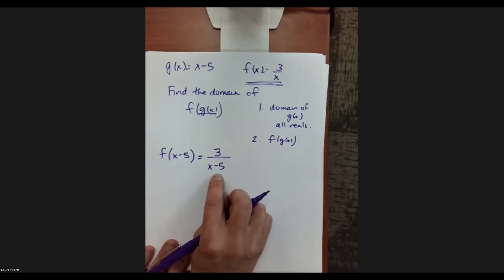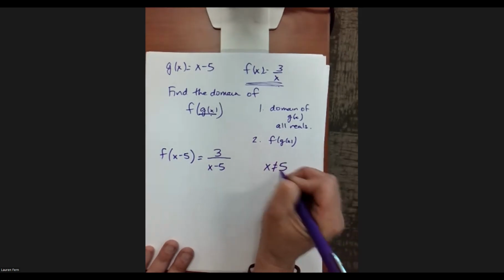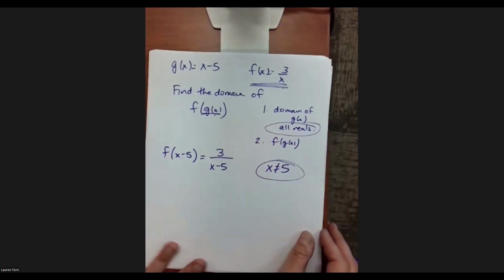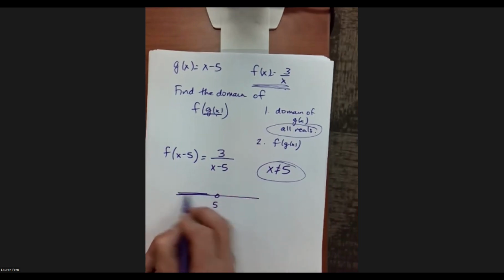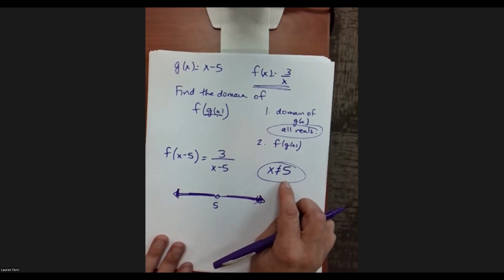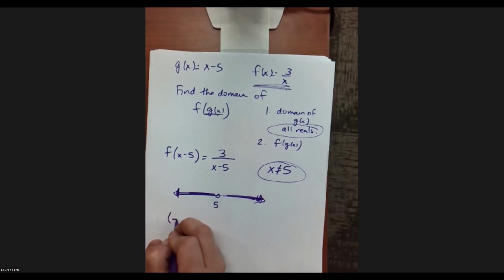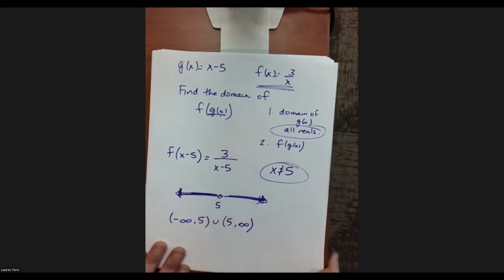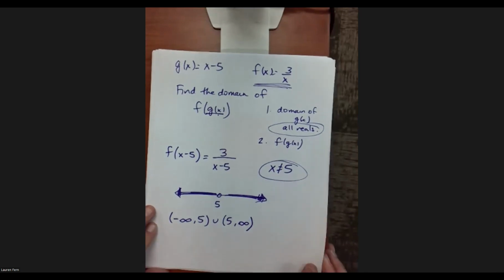Do I have domain issues with this one? Yep, x can't be 5. So if you take x can't be 5, combine it with all reals, I claim it's still x can't be 5. Again, if I asked you this on a test, that would be a sufficient answer. On the online homework, we would need to enter this in intervals. Questions?